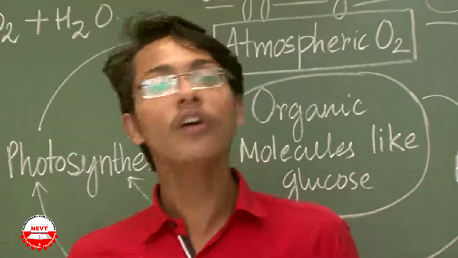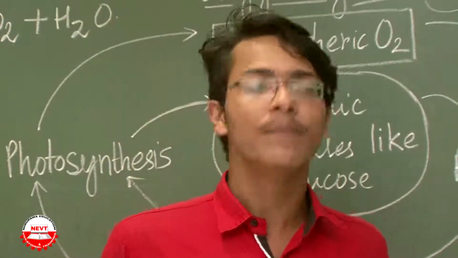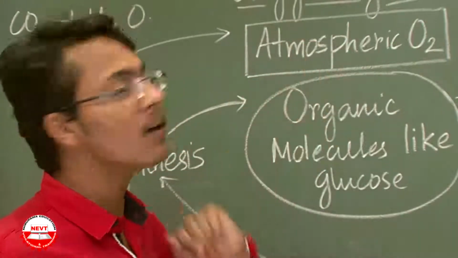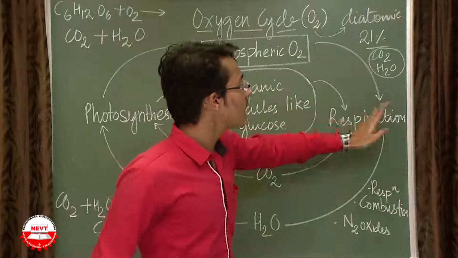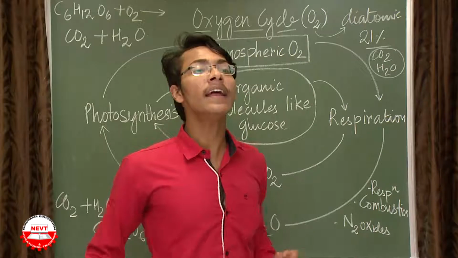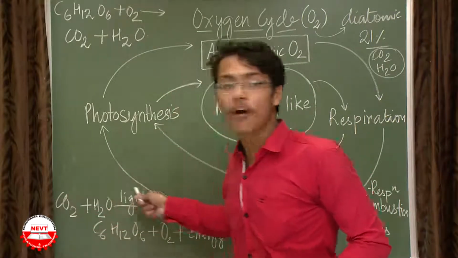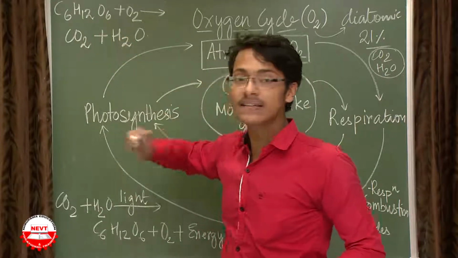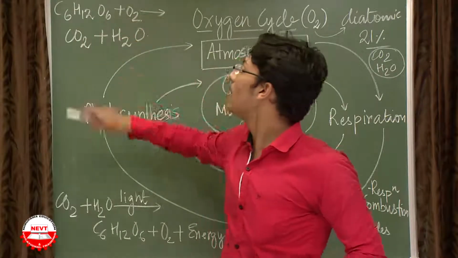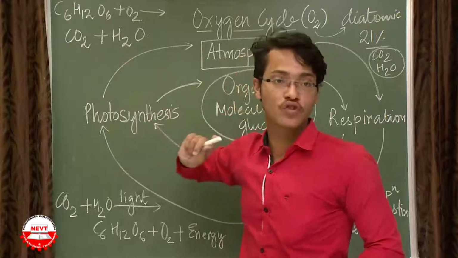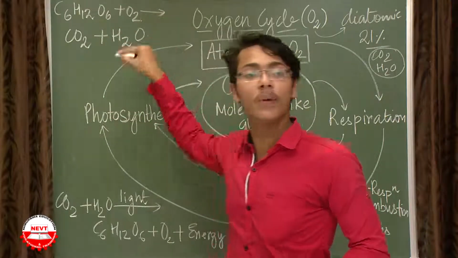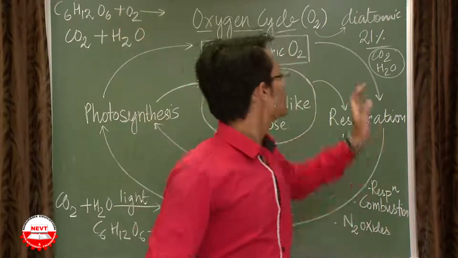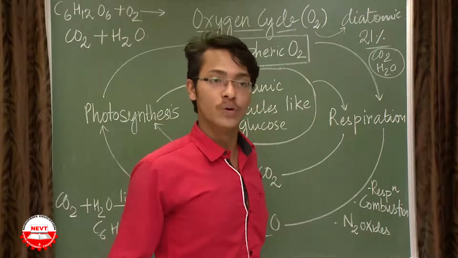Now let us move into the oxygen cycle. It is very easy. Please try to concentrate. The atmospheric O2, that is atmospheric oxygen, is used by the process of respiration. Here I have marked the chemical formula for respiration: C6H12O6 in the presence of oxygen breaks down into CO2 and H2O. This is the chemical equation for respiration. So you can see O2 is being used in respiration.